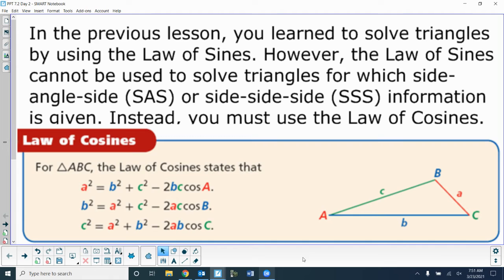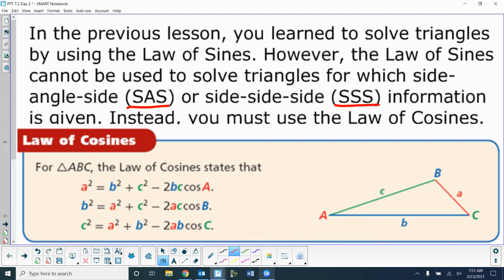All right, so again, law of cosines, we use for these two situations. When you're given two sides and the included angle, like if I had side C and side A and angle B, that's a side angle side situation, okay? Then I would use the one that starts B squared equals, because the only thing I can find is the side opposite angle B.